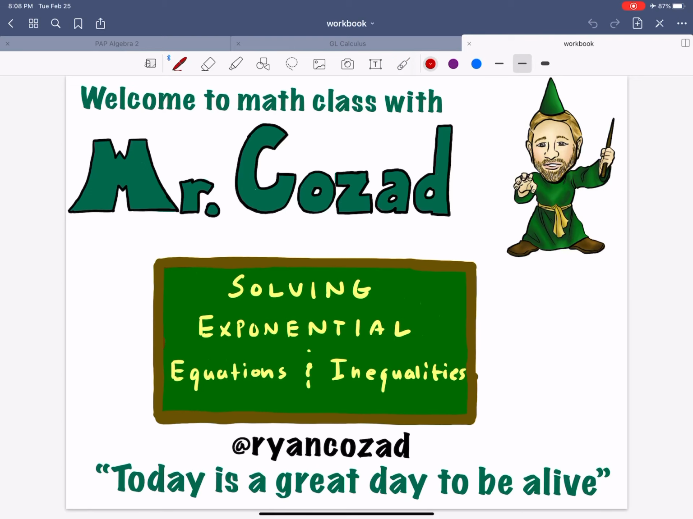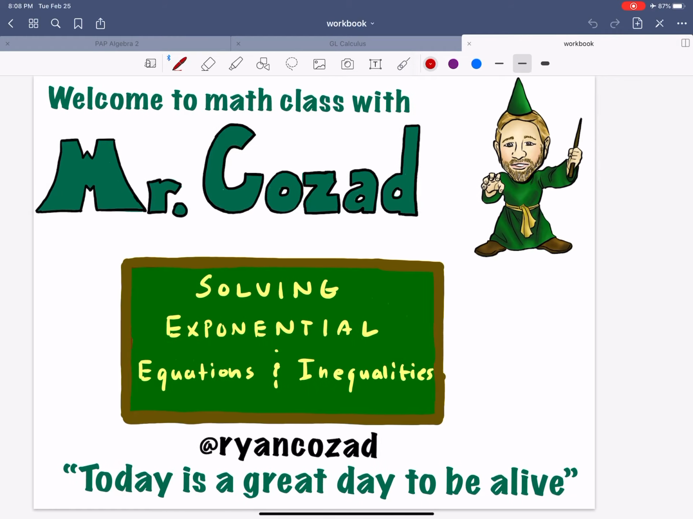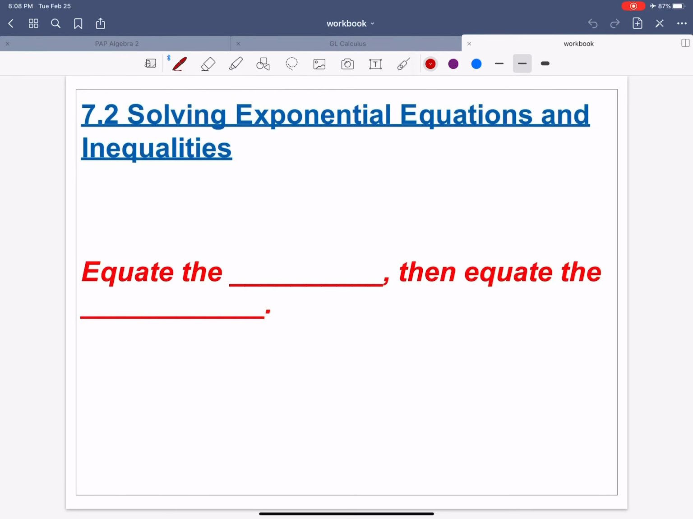So, how do you solve exponential equations and inequalities? First thing that you have to remember, with the overarching theme of this entire lesson, is this sentence right here. We are going to equate the bases, then equate the exponents.